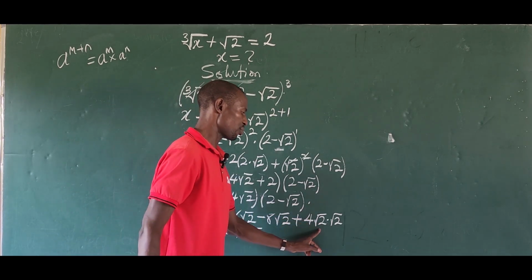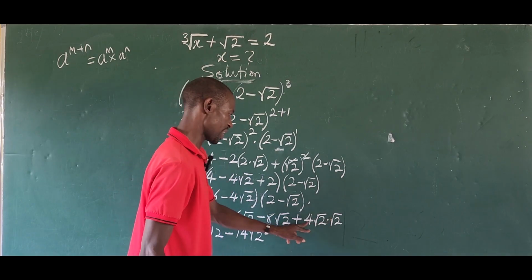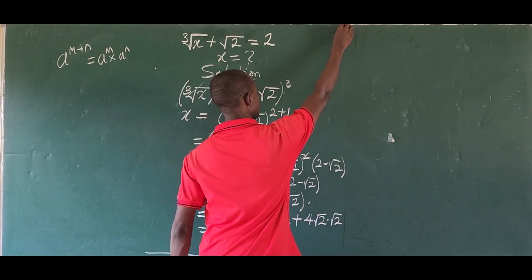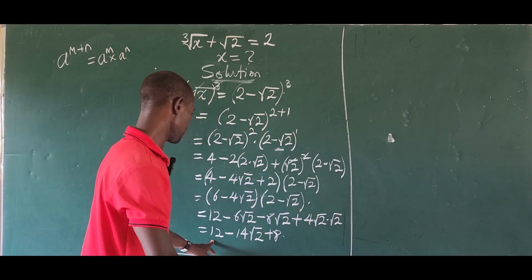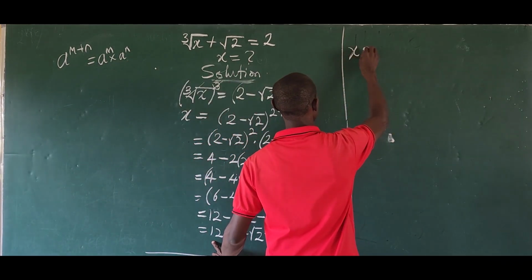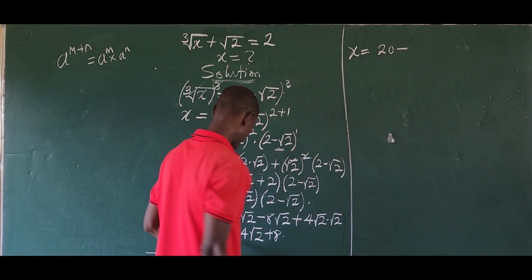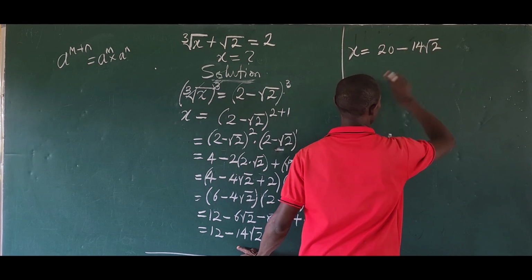Now we are having root 2 times root 2, and that will give us 2. And 2 times 4 will give us plus 8. So let's continue on this side. We can add this and this together to give us 20. We have our x on this other side. We have 20, then minus our 14 root 2.